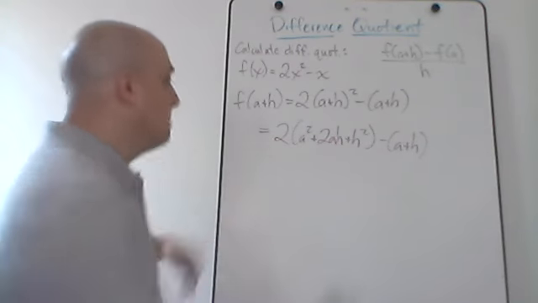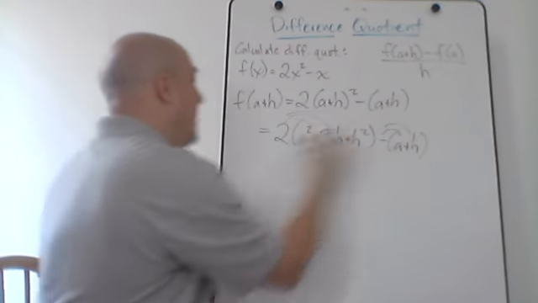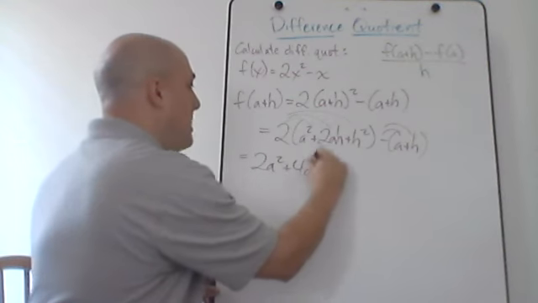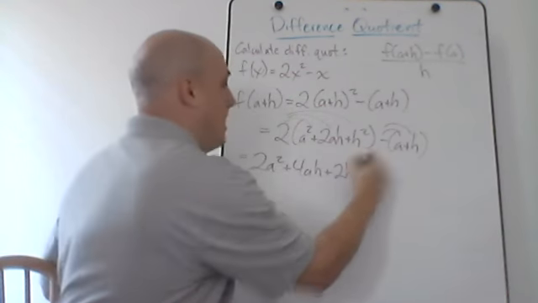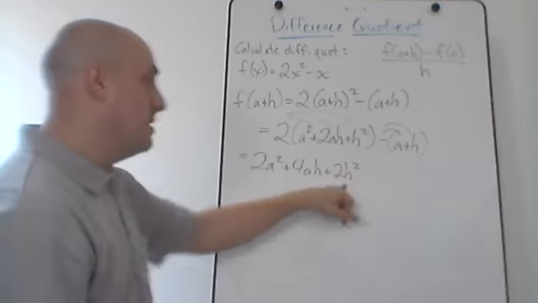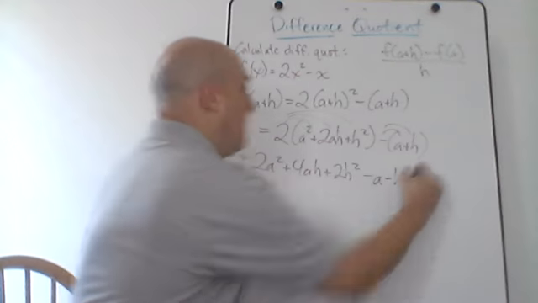And now to simplify this a little more, if I distribute this 2 into this parentheses, and distribute this negative here, I'm going to get 2a squared plus 4ah plus 2h squared. So multiplying that 2 times all the stuff inside the parentheses gives me this. And then when I distribute that negative, it's going to be minus a minus h.